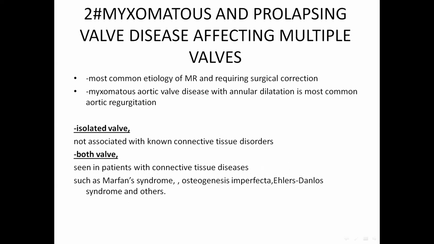If we have an isolated valve with this disease, myxomatous or prolapsing valve, it will not be associated with connective tissue disease, which is a systemic disease. But if we have more than one valve involved, that means we are having connective tissue disease, and we have to look at Marfan or osteogenesis imperfecta or Ehlers-Danlos syndrome or other causes.